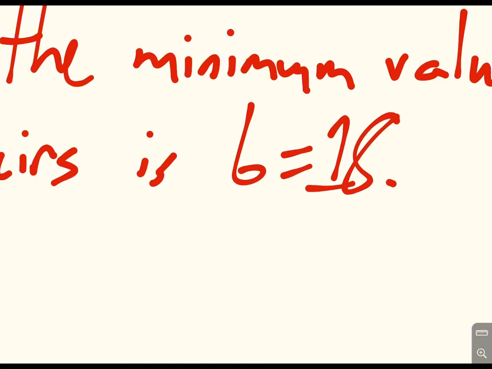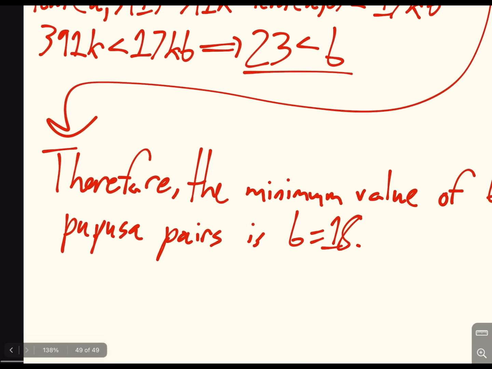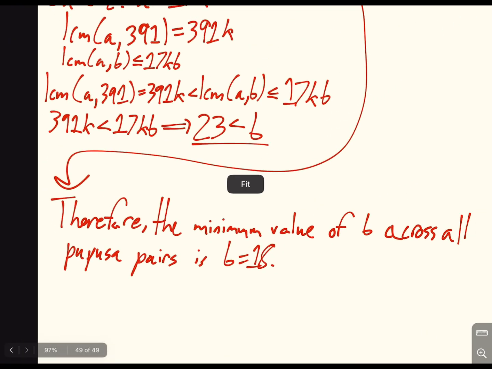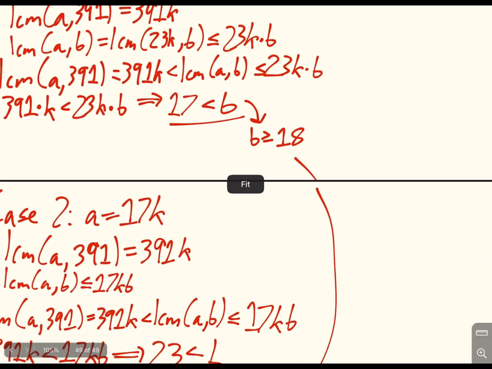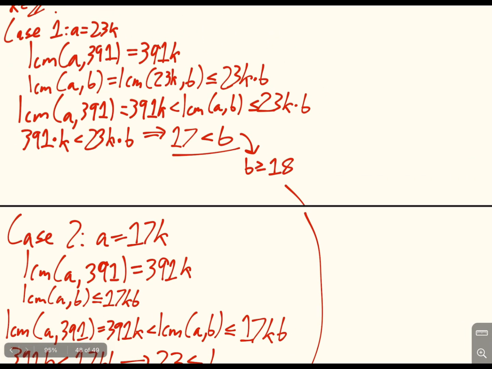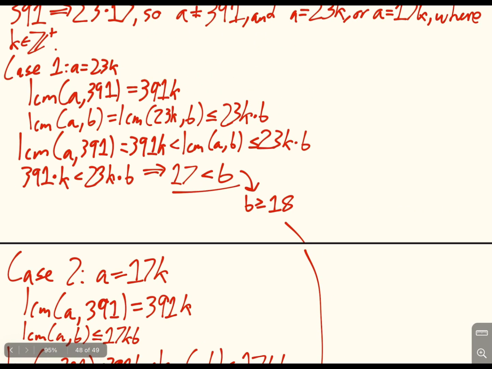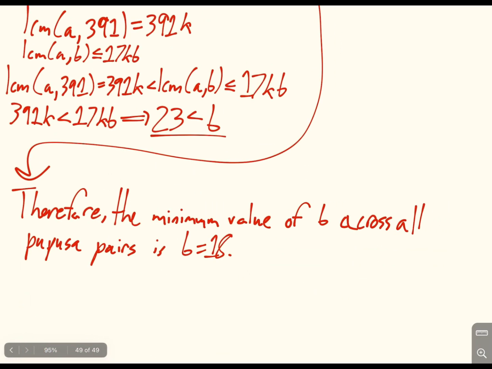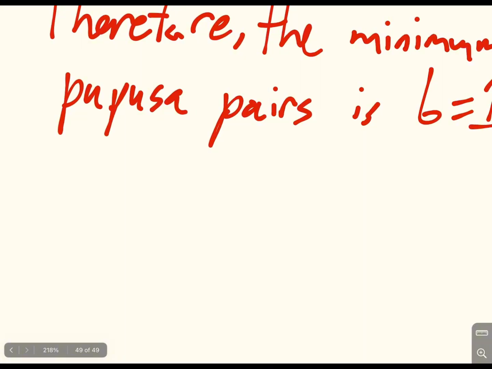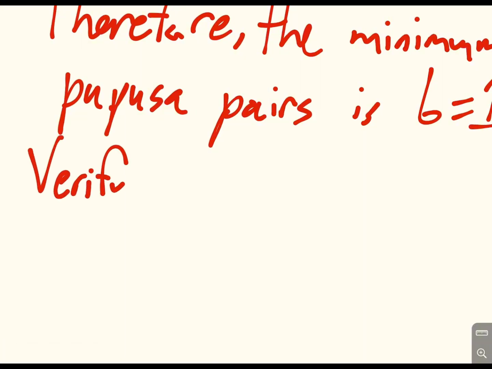Something important is that we should verify this to make sure it works. So let's just grab, b is greater than or equal to 18. It's when a is equal to a multiple of 23. So let's just grab a is equal to 23 and verify that this works.